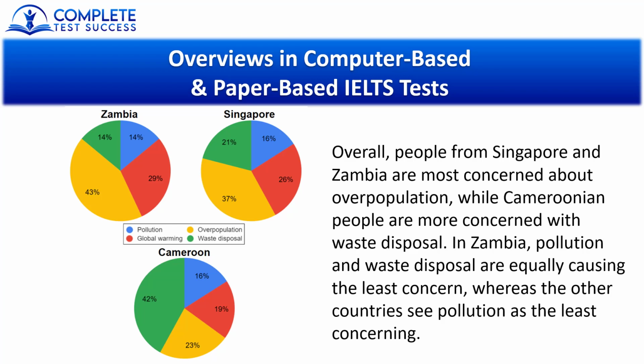Overall, people from Singapore and Zambia are most concerned about overpopulation, while Cameroonian people are more concerned with waste disposal. In Zambia, pollution and waste disposal are equally causing the least concern, whereas the other countries see pollution as the least concerning. So those last three questions that we looked at were all based on 1 point in time, so we were looking for highest and lowest. So with this last question, let's look at a table that's based on more than 1 point in time, so yet again, we're looking for the increases and the decreases in each category.